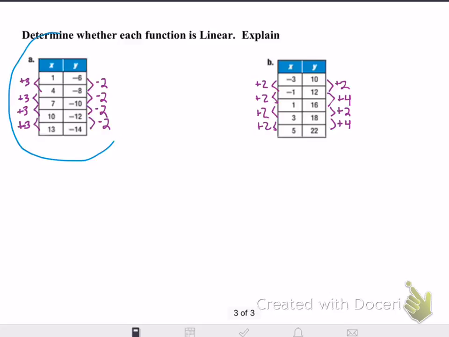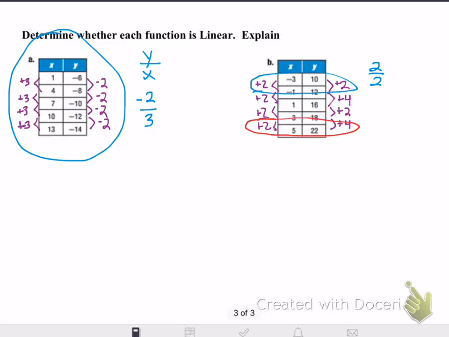A function that is linear has a consistent pattern. So it has a consistent slope. This slope here, if we're doing y over x, the slope is -2 over +3. But here there's not a consistent slope because right here there's a different slope. It's 2 over 2, but at a different point you have a different slope here, which is 4 over 2, so this is not linear. Not linear.